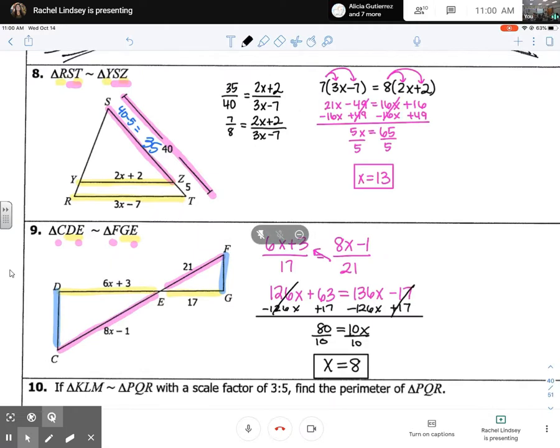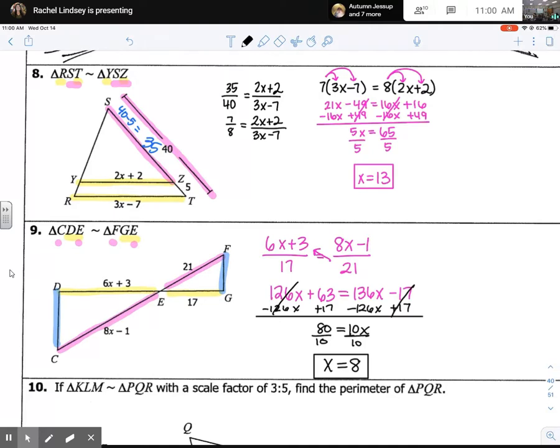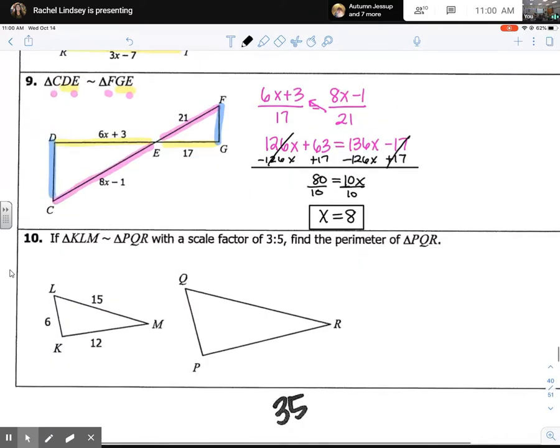Okay, so number 8 you should have got 13. Number 9 you should have got 8. See, it only took us 20 minutes.